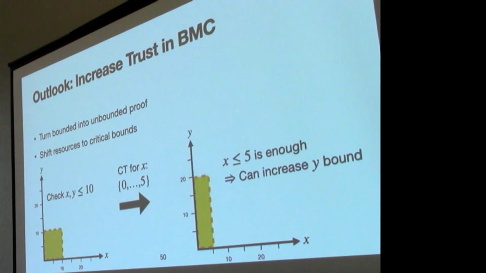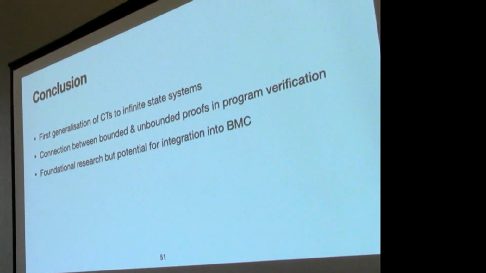And then you can reinvest this time and use it to increase your y bound. That means that now you get stronger guarantees for y because now you explore more values. So you get a proof in which you can trust more than the initial proof, basically. And so what we did with this work is we presented the first generalization of completeness thresholds to infinite state systems, and we presented a connection between bounded proofs and unbounded proofs in the context of program verification. And while this is foundational research, we believe that it has the potential to be integrated into bounded model checking in the future.